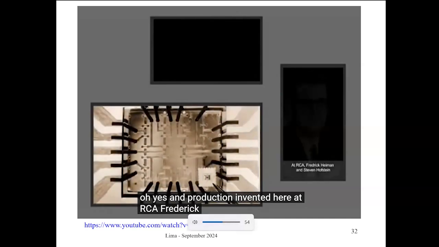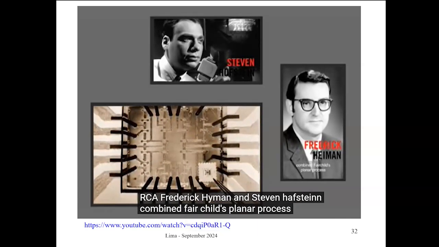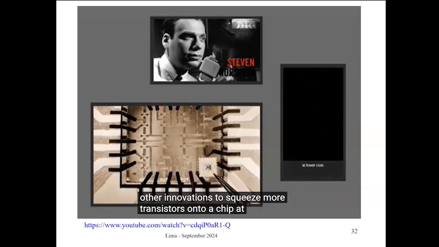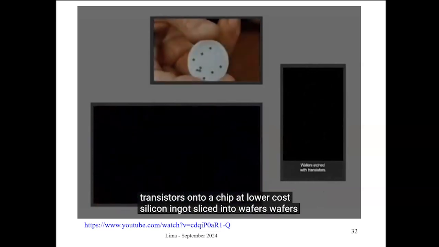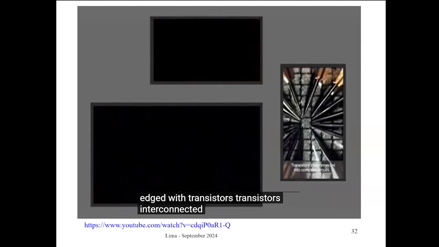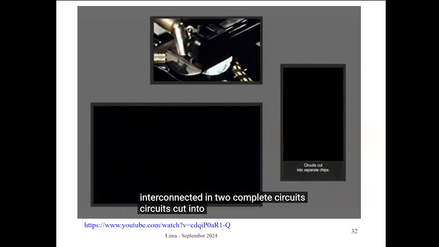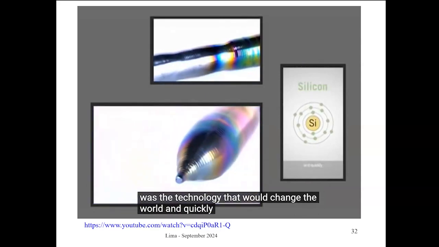At RCA, Frederick Hyman and Stephen Hofstein combined Fairchild's planar process and other innovations to squeeze more transistors onto a chip at lower cost. Silicon ingots sliced into wafers. Wafers etched with transistors. Transistors interconnected into complete circuits. Circuits cut into separate chips. This was the technology that would change the world, and quickly.